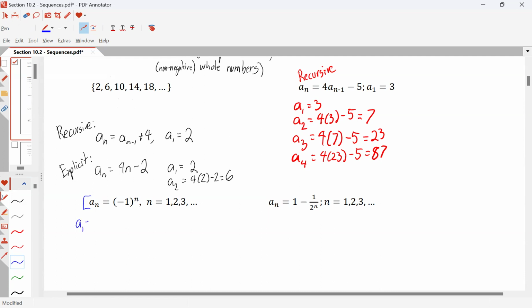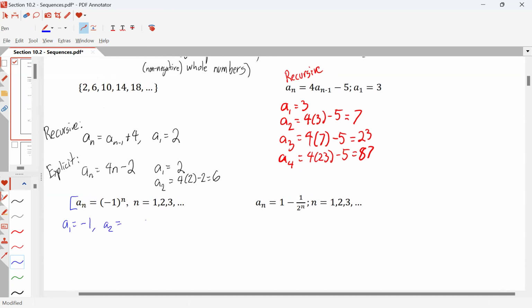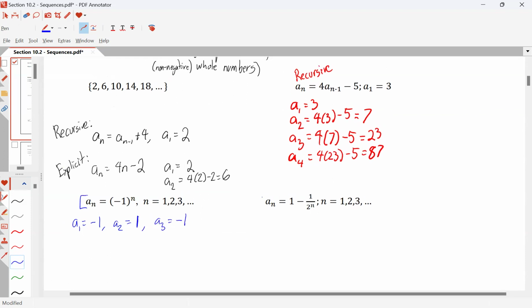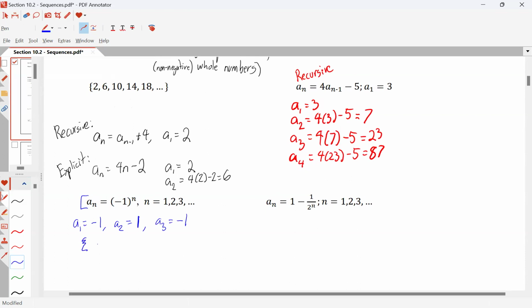So a sub 1 would be -1 to the first. -1 to the first is -1. A sub 2 would be -1 squared. -1 times -1 is 1. A sub 3, -1 cubed is -1. So if I were to write it as a list of numbers, we can see this pattern of switching back and forth between 1 and -1.